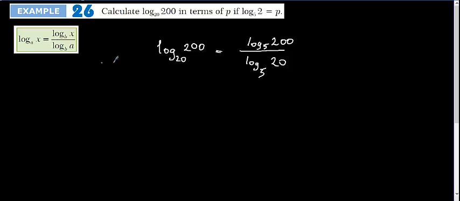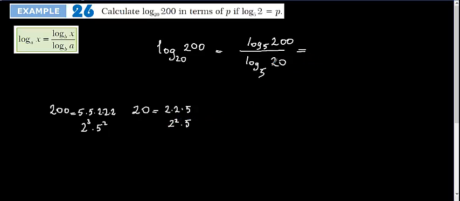Now I apply the rule here. Logarithm base 5 of 200 is going to be, and I'm going to write 200 and 20 in terms of 5 and 2. 200 is equal to 5 times 5 times 2 times 2 times 2, that is 2 cubed times 5 squared, and 20 is equal to 2 times 2 times 5, that is 2 squared times 5. Okay, why did I separate like this?